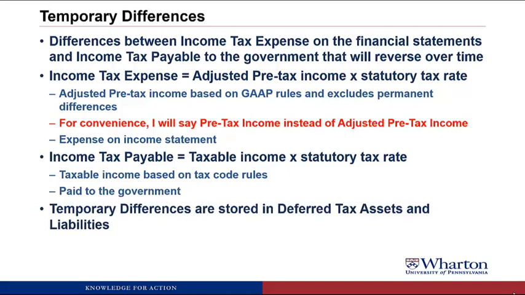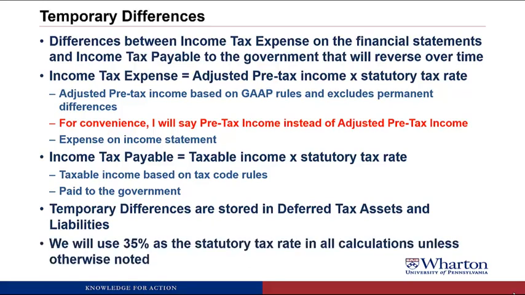Now, income tax expense and income tax payable will almost never be the same because of these temporary differences. The temporary differences are going to be stored in the deferred tax assets and liabilities. And throughout these videos, we're going to use a statutory tax rate of 35% in all calculations unless I give you another rate. And the 35% is the current statutory rate in the US.